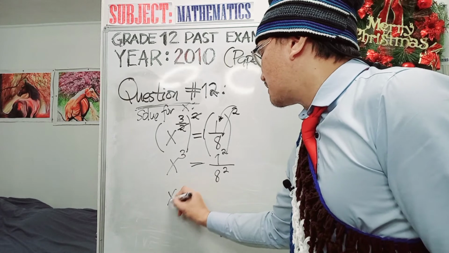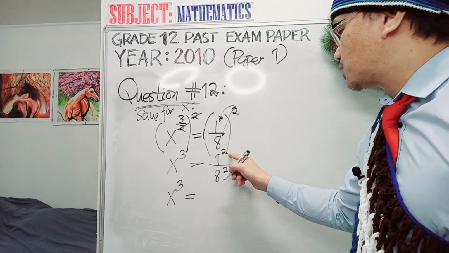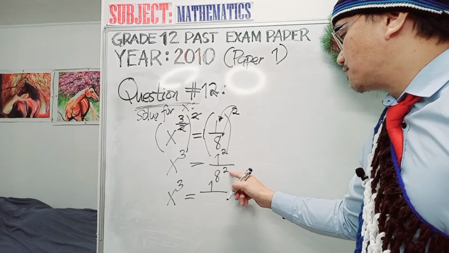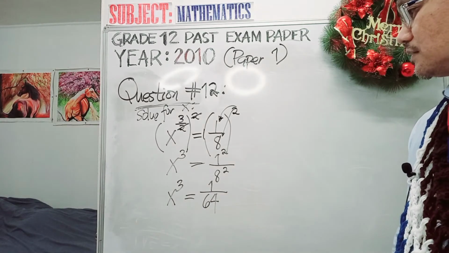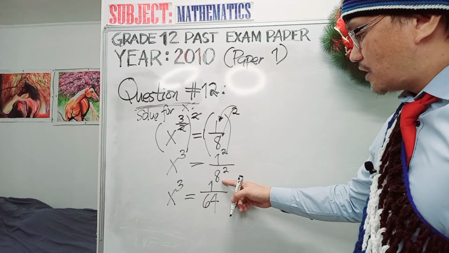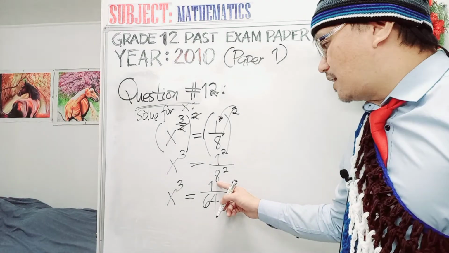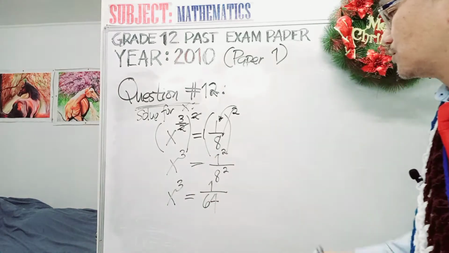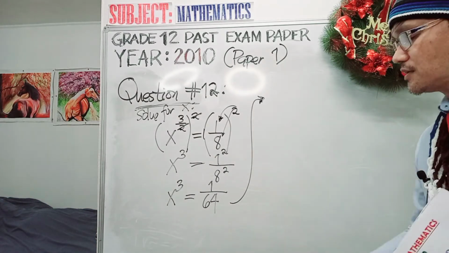So rewrite x cubed is equal to 1 to the power of 2 is 1. 8 to the power of 2 is 64. Okay? Meaning that 8 to the power of 2 means you multiply 8 by itself 2 times. So 8 times 8 is equal to 64. Okay, so let's move now to the next.